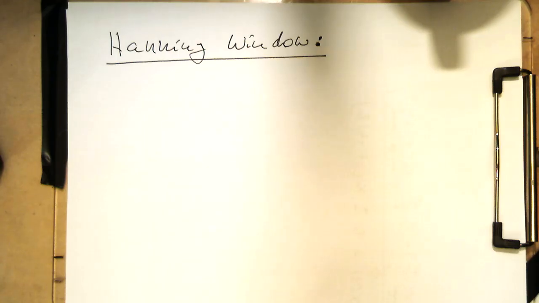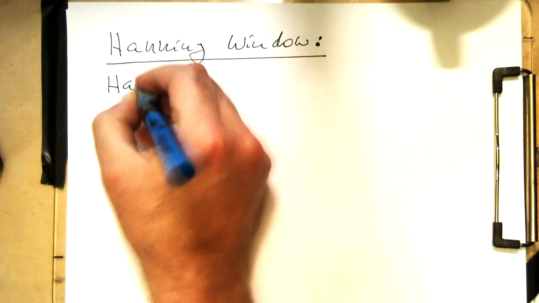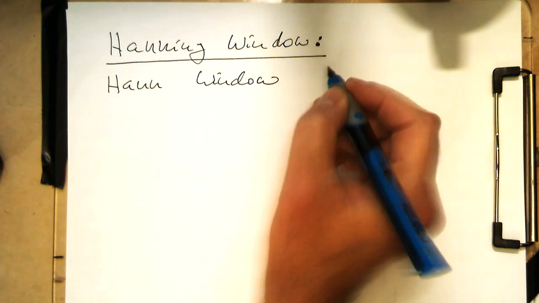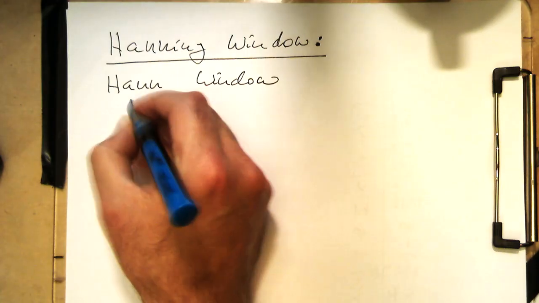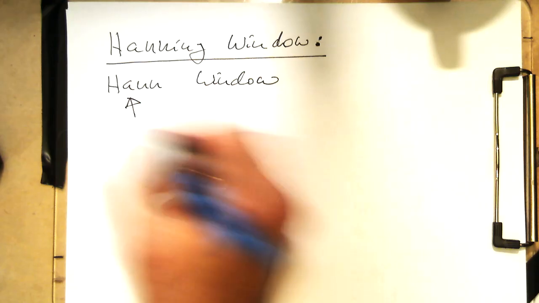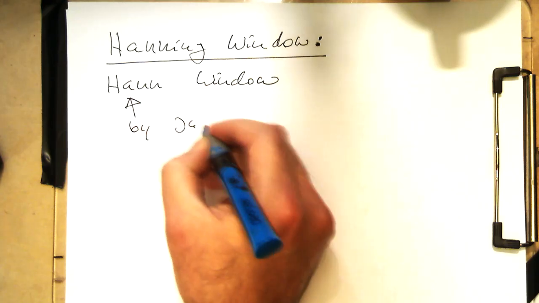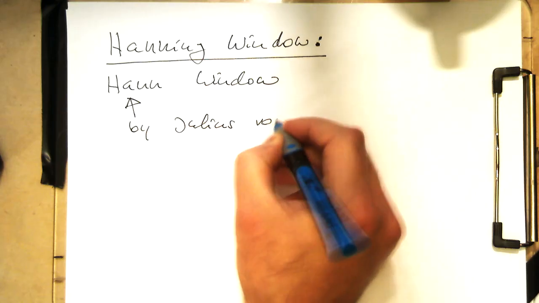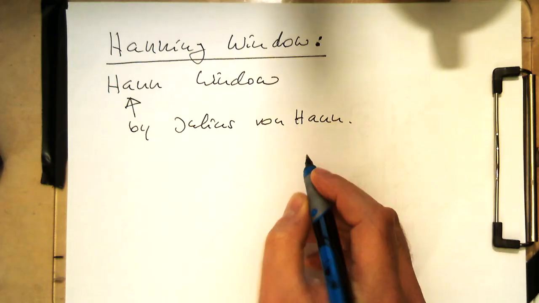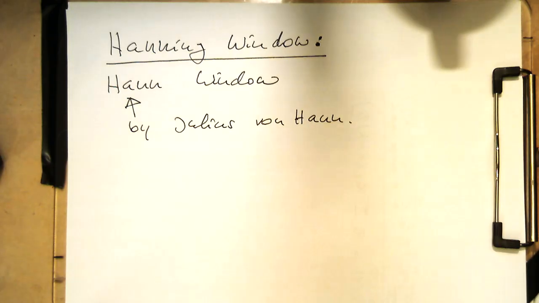So a very popular function is the so-called Hanning window, and that's actually slightly wrong. It should actually be the Han window, because Han is an Austrian meteorologist, Julius von Han. But usually in the English-speaking world, it's just called Hanning window. And so how does this window look like?